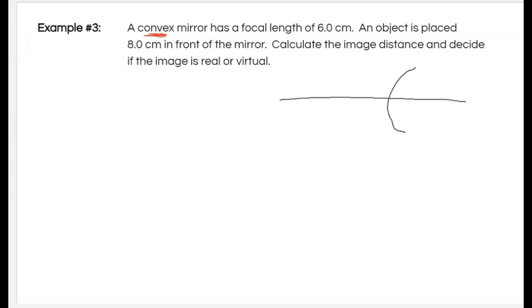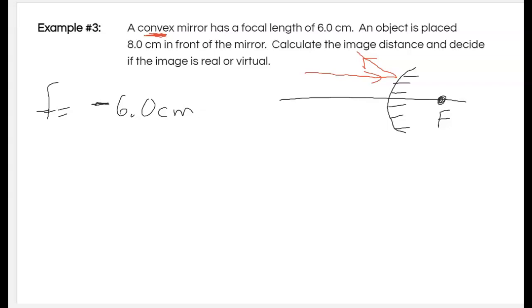So here I've got my convex mirror. And I know that a convex mirror is a diverging mirror, which means that any incident rays that hit the surface are going to reflect and diverge. So what that means is that my focus is behind the mirror, which means that my focal length in this problem has to be a negative value. Now the question doesn't tell me that. That's where drawing this diagram helps me remind myself of that.